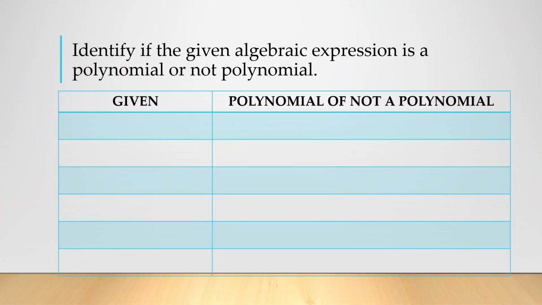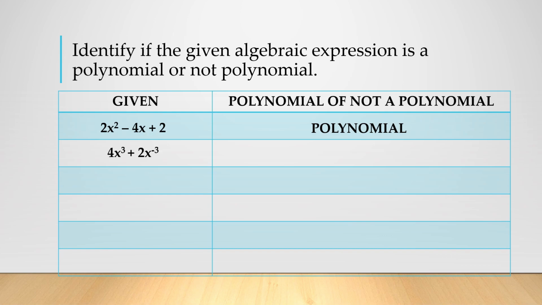So let's try this. Identify if the given algebraic expression is a polynomial or not polynomial. So let's have 2x squared minus 4x plus 2. So this is an example of polynomial since it satisfied all our 4 conditions. So no negative exponent, no fractional exponent, no variable inside the radical, and no variable on our denominator. So this is an example of polynomial.